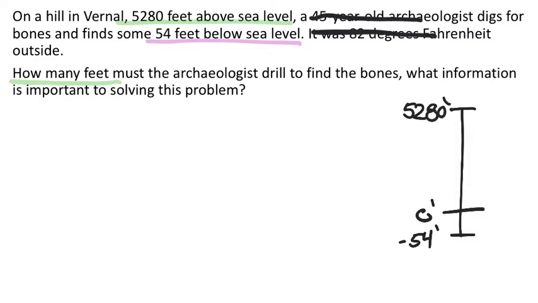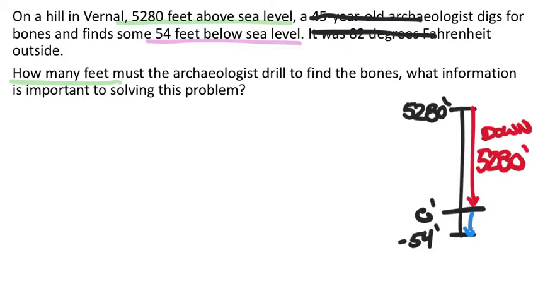What we want to know is how far the archaeologist will drill, right? So he's going to have to go from the 5,280 to get to sea level. He's already got to go down 5,280 feet. But then the archaeologist also must go down another 54 feet.